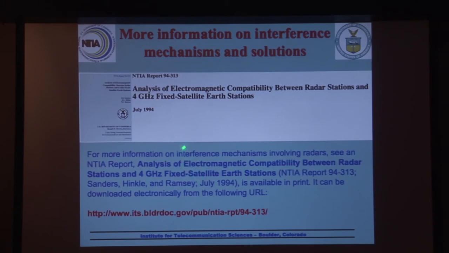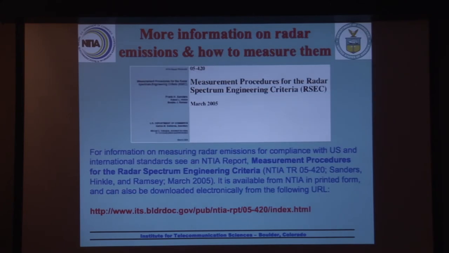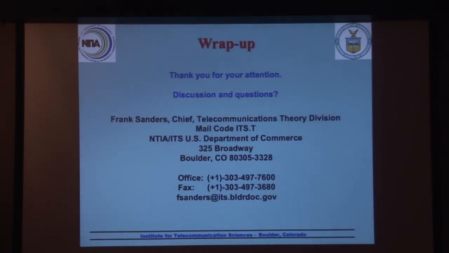So for more information on RF front-end overload and other problems with fixed satellite Earth stations, go to NTIA Report 94-313. Information on radar emissions and how to measure them, more information available in this report, 05-420, how to measure for RSEC compliance. It also gives you most of the information I presented here today about measuring the emissions in the geostationary satellite links. And that's it. For the talk itself, any questions?